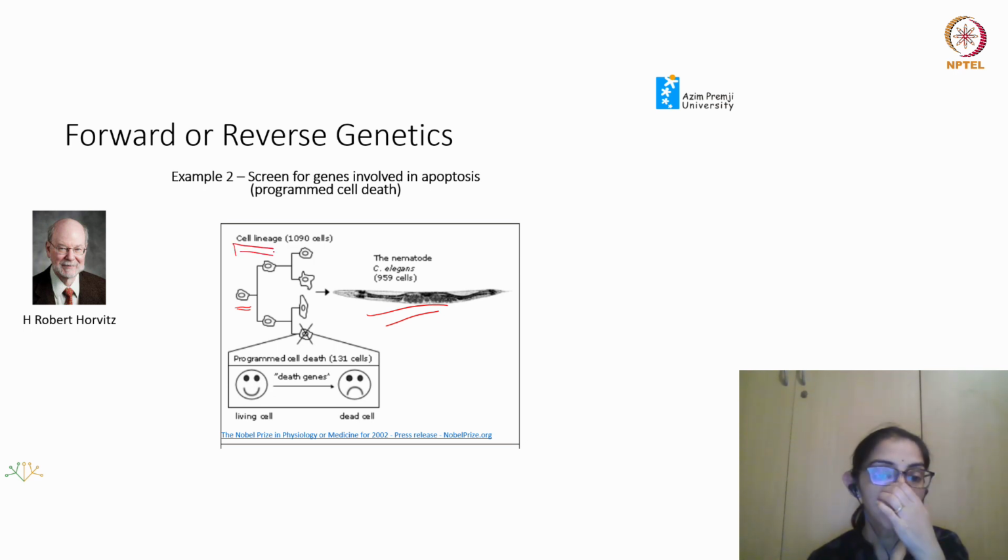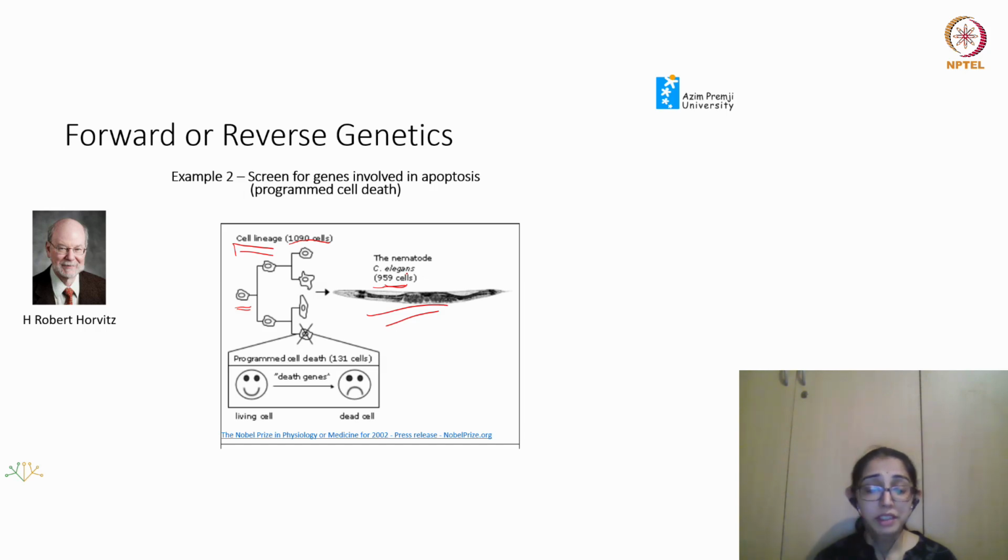And what Robert Horwitz did was that he identified cells that actually die during this process of development. So as cells divide during development, some cells also die. And they die through this process called programmed cell death or apoptosis. And he was able to identify all of the cells that died, and there are exactly 131 cells that died during this process. So in the cell lineage, you have 1,090 cells, and by the time you get the adult worm, you have 959 cells.